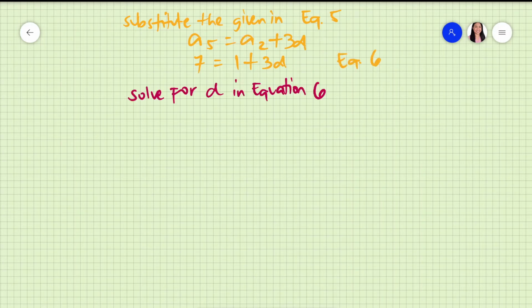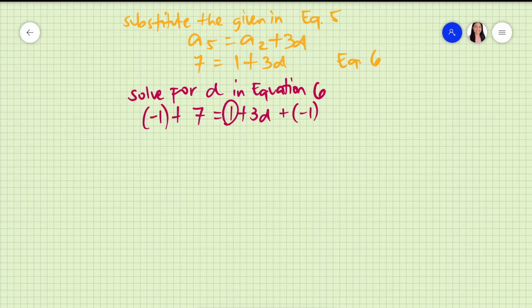For the last part, solve d or the common difference in equation 6. We have 7 is equal to 1 plus 3d. Now, using the addition property of equality, we add negative 1 on both sides. So this will become plus negative 1 and plus negative 1.